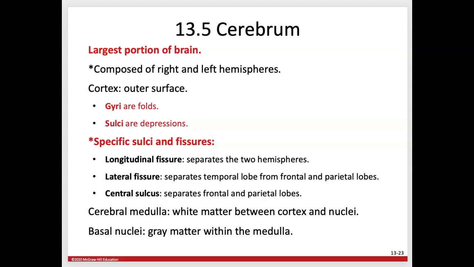There's the lateral fissure, which separates the temporal lobe from the frontal and parietal lobes. It's not as noticeable, but it is there. And then there's the central sulcus, which separates the frontal and parietal lobes. Again, not as noticeable as that longitudinal fissure, but it is there. The cerebral medulla is the white matter between the cortex and the nuclei, and then the basal nuclei is the gray matter found within the medulla.